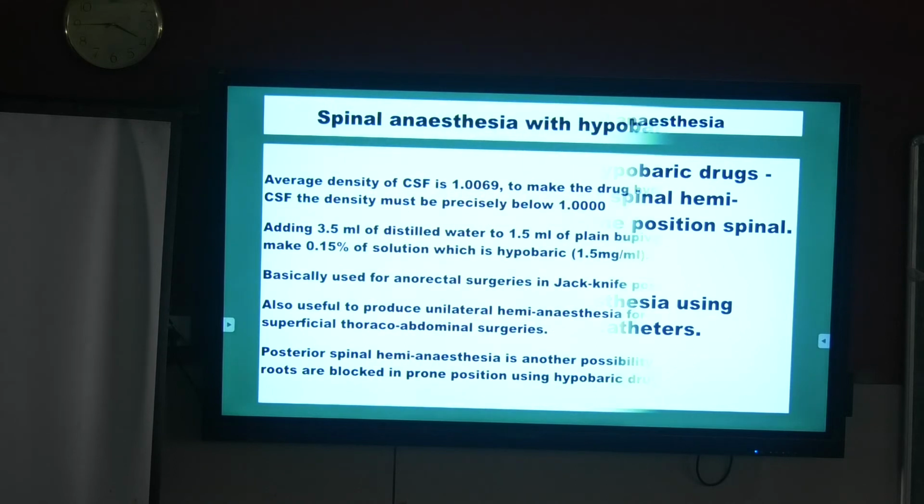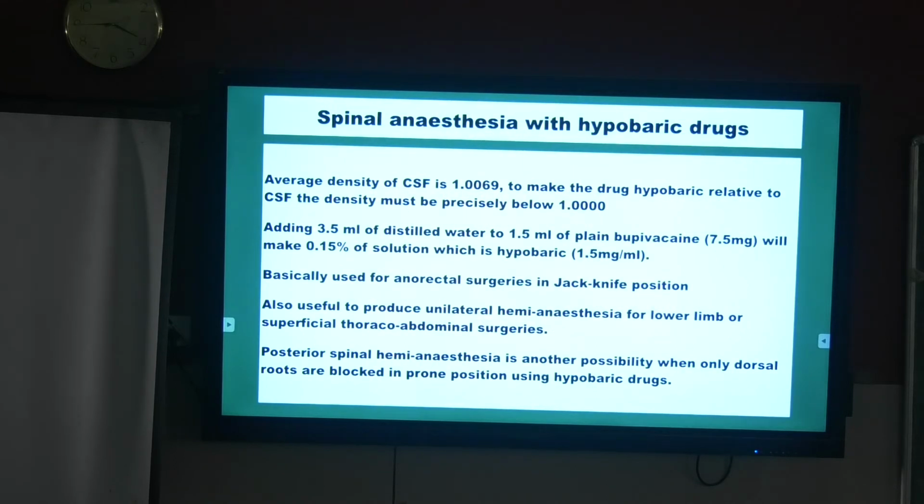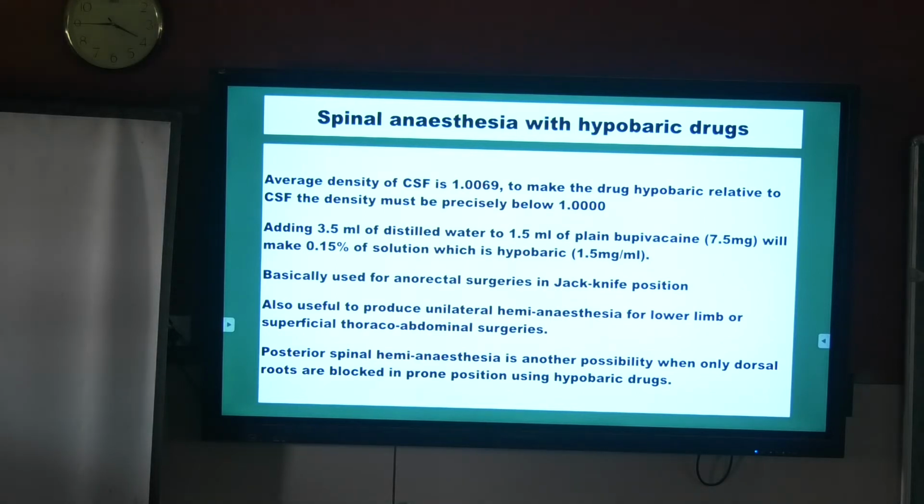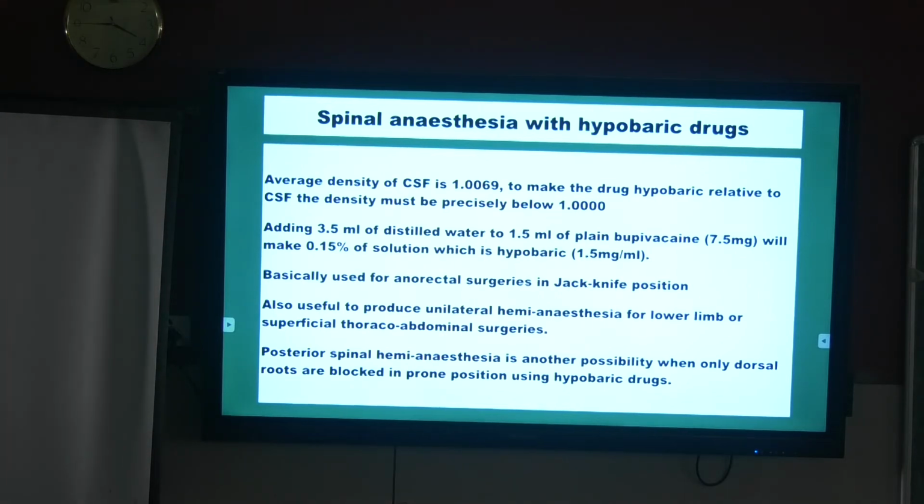Now coming to spinal anesthesia with hypobaric drugs, the average density of CSF is 1.0069, and to make the drug hypobaric, the density should be precisely below 1. So we need to add some distilled water. It is basically used for anorectal surgeries in jackknife positions, but it is also useful for unilateral hemianesthesia for lower limb and even superficial thoraco-abdominal surgeries.